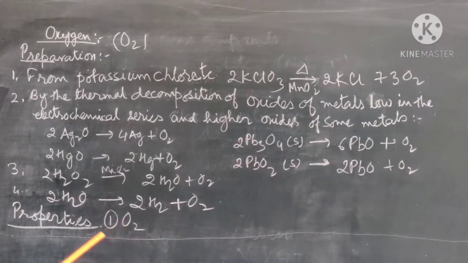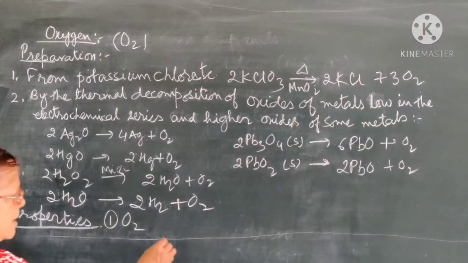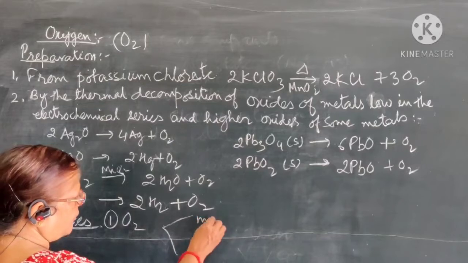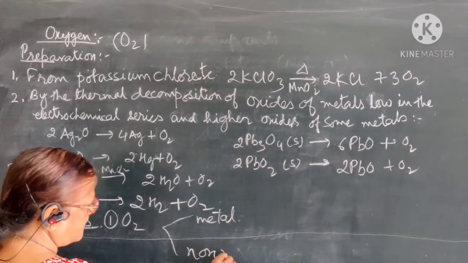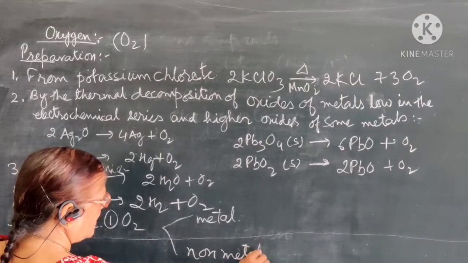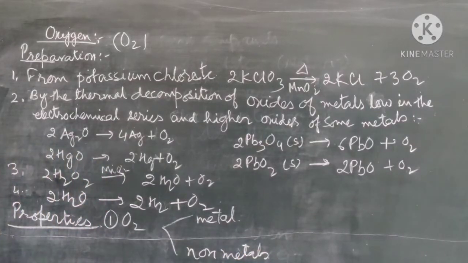And then we can classify the chemical reactions of oxygen into two parts: first for metals and then for non-metals. Now for the metals, we can write the reactions. Oxygen is a very reactive non-metal, so it reacts with metals to form their oxides. So we can divide them into metallic oxides and non-metallic oxides.